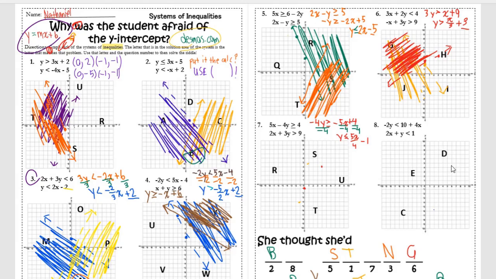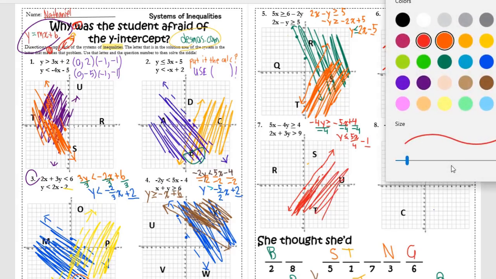Its y is less than or equal to 5 over 4x minus 1. So that means we have a solid line. And we want y values that are less than negative 1. So less than negative 1 are y values like negative 2, negative 3, that's in this direction.